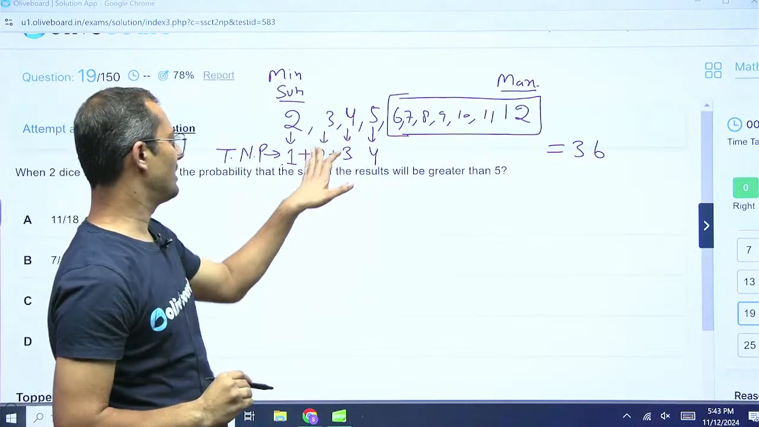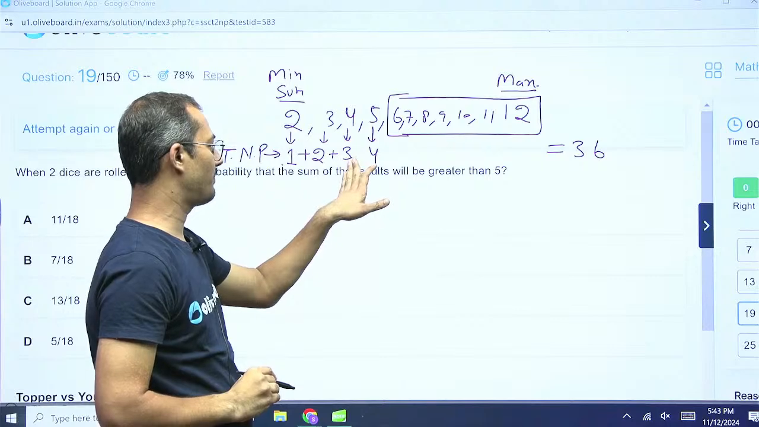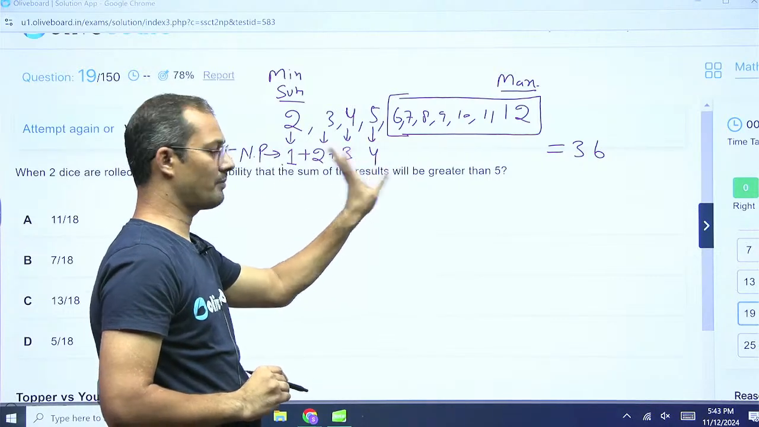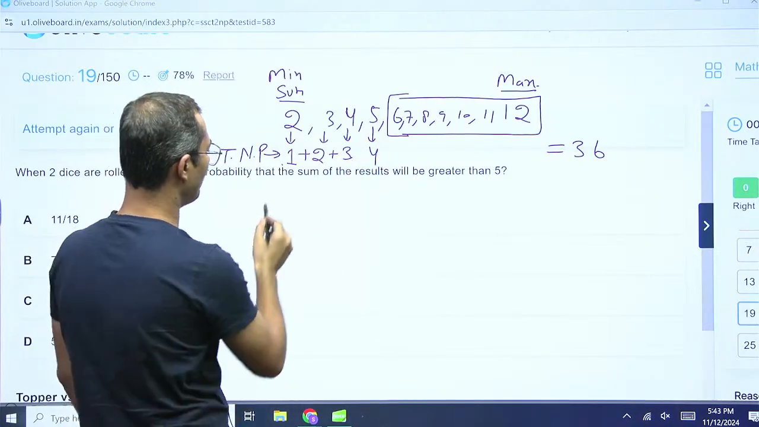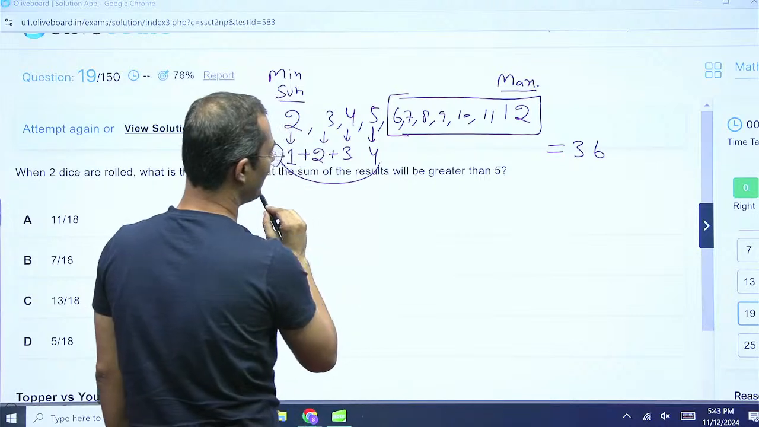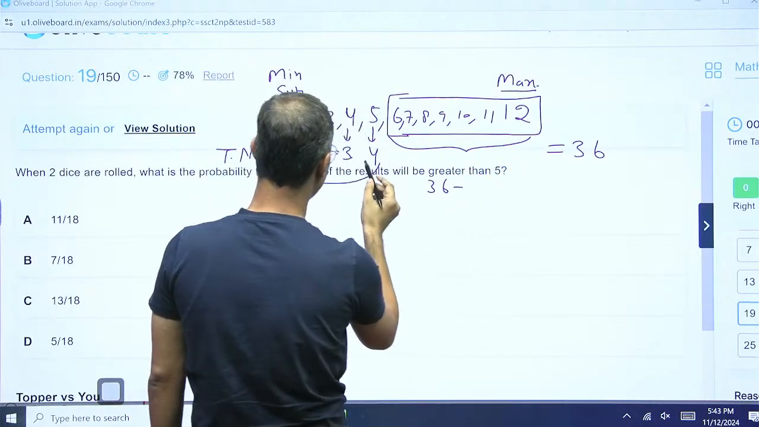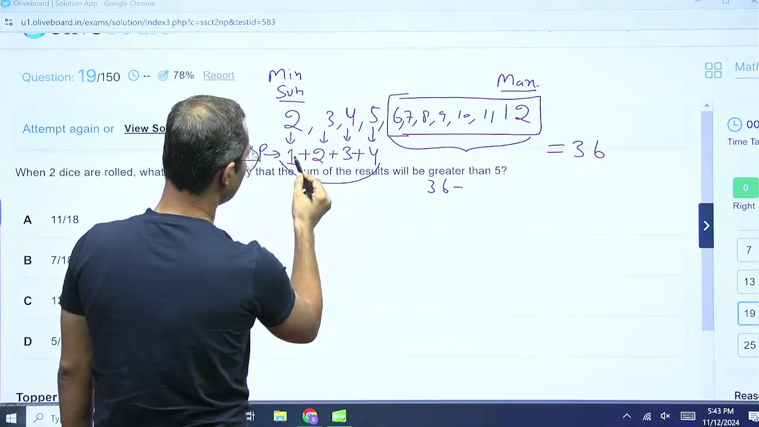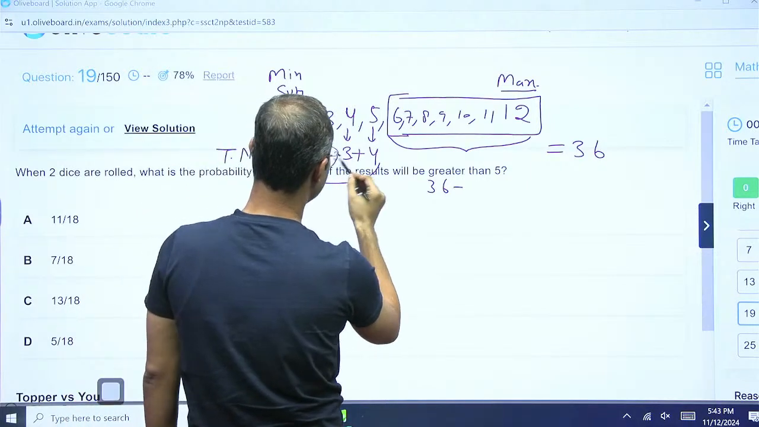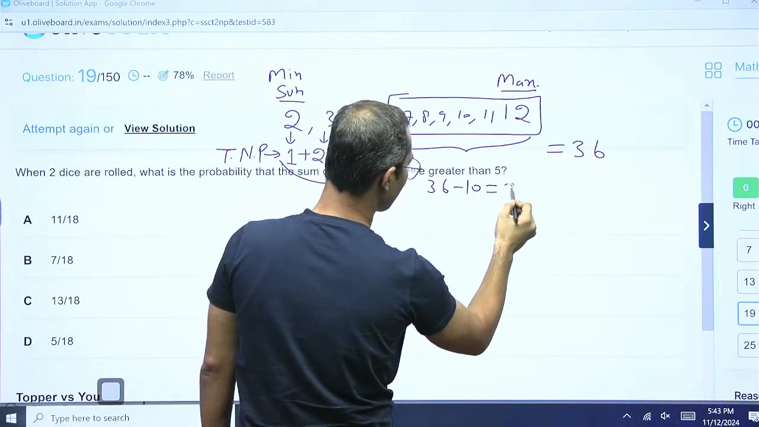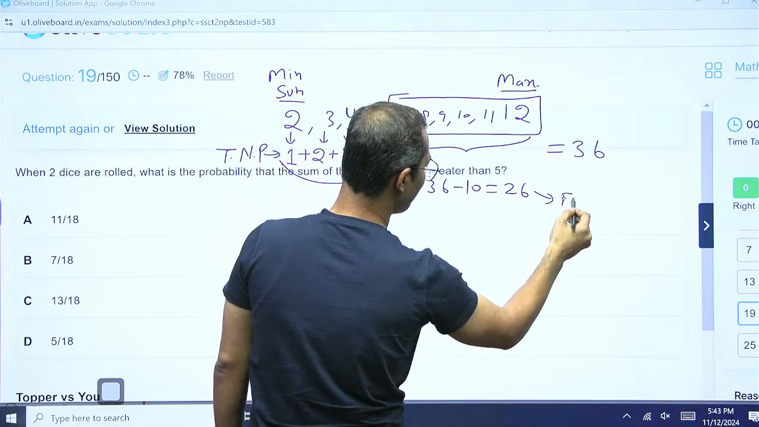For sum 3, the number of pairs is 2. For 4, the number of pairs is 3. And for 5, the number of pairs is 4. We must know this. So we can say that this is the non-favorable. So how many favorable cases are there? 36 minus non-favorable. How much? 3, 3, 6 and 4, 10, right? So we can say that only 26 are the favorable cases.